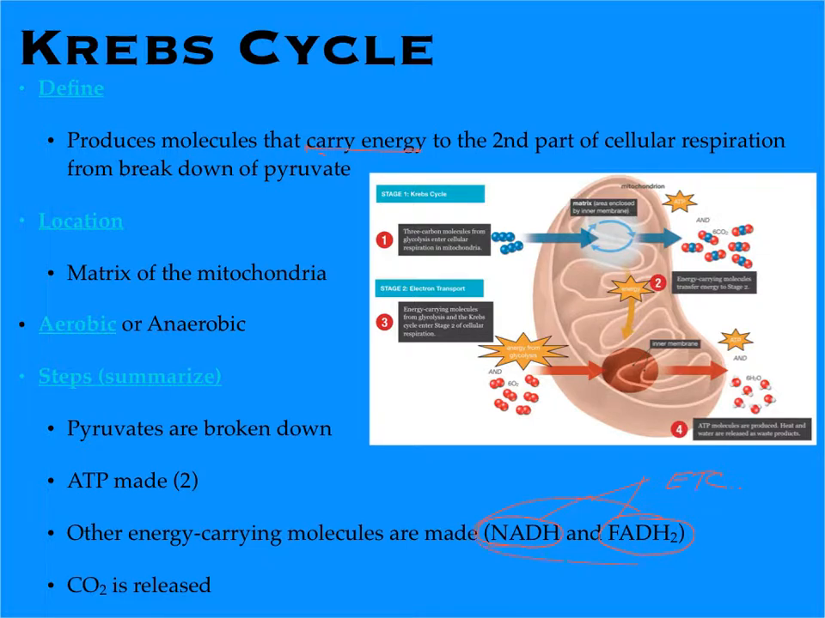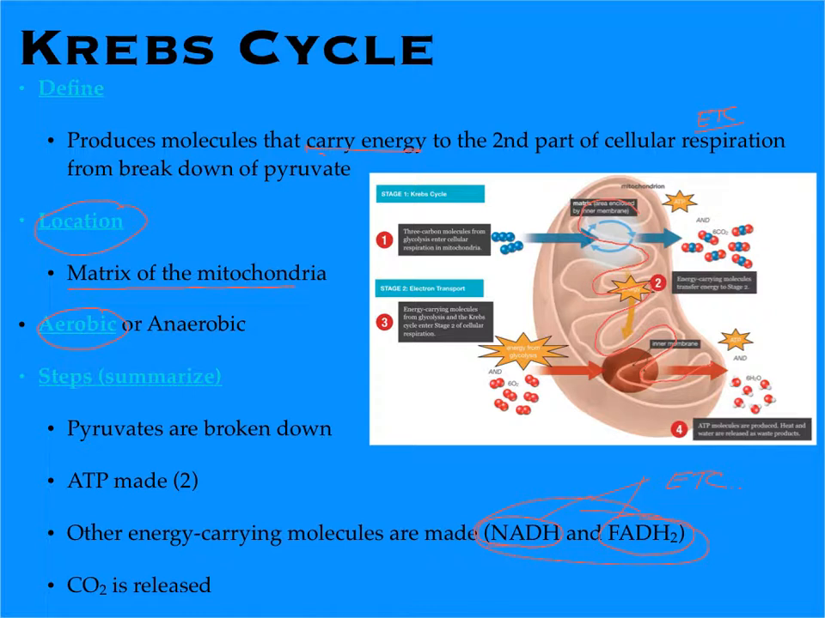So it's going through this process to produce molecules that carry energy. That's these 2. To the second part of cellular respiration, called the electron transport chain, or ETC, from the breaking down of pyruvate. This takes place in the matrix of the mitochondria, this space between the intermitochondrial membrane, all in here. And it is aerobic because it requires oxygen.